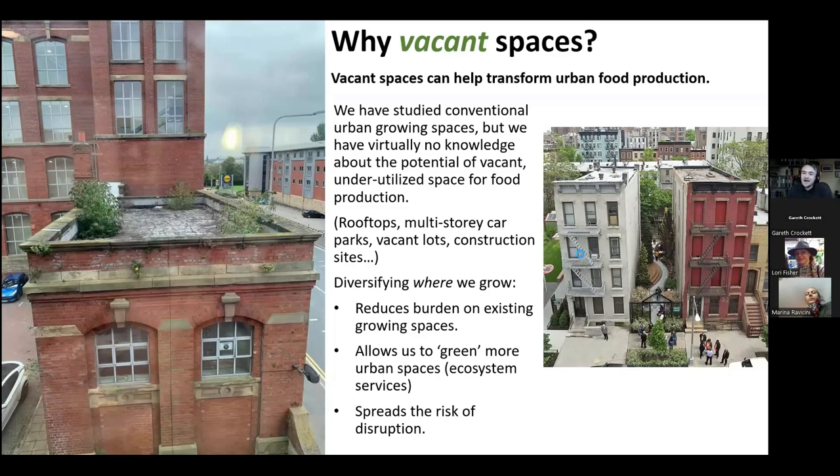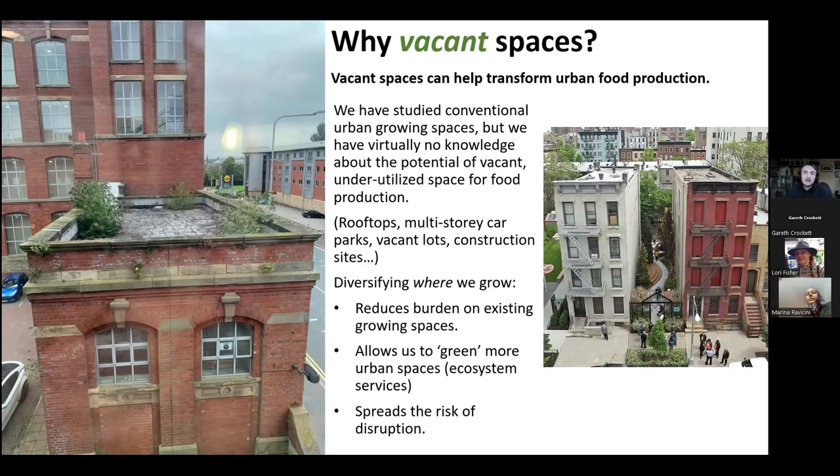On the right here, you can see the space in between two buildings being used for some urban green infrastructure. And one might imagine something on top of these buildings as well. By diversifying where we grow, using some of these unspoken for spaces, we can reduce the burden on the existing sites. We can give some of those soils a rest for a year or so to replenish their nutrients and organic matter. At the same time, we green more of the urban environment. So it's a win-win, I think, for most.